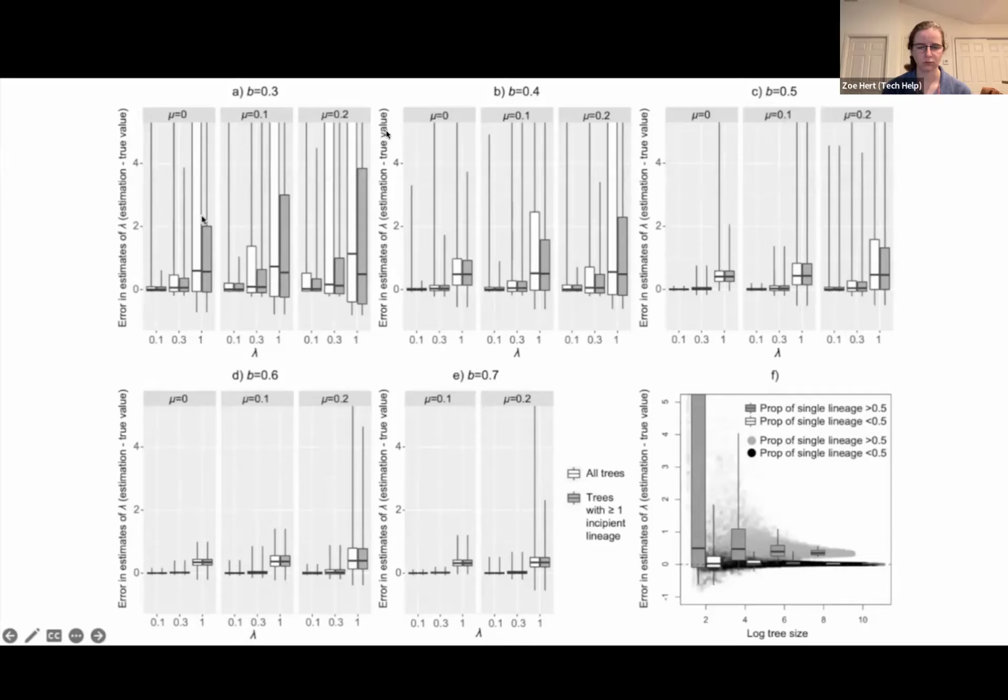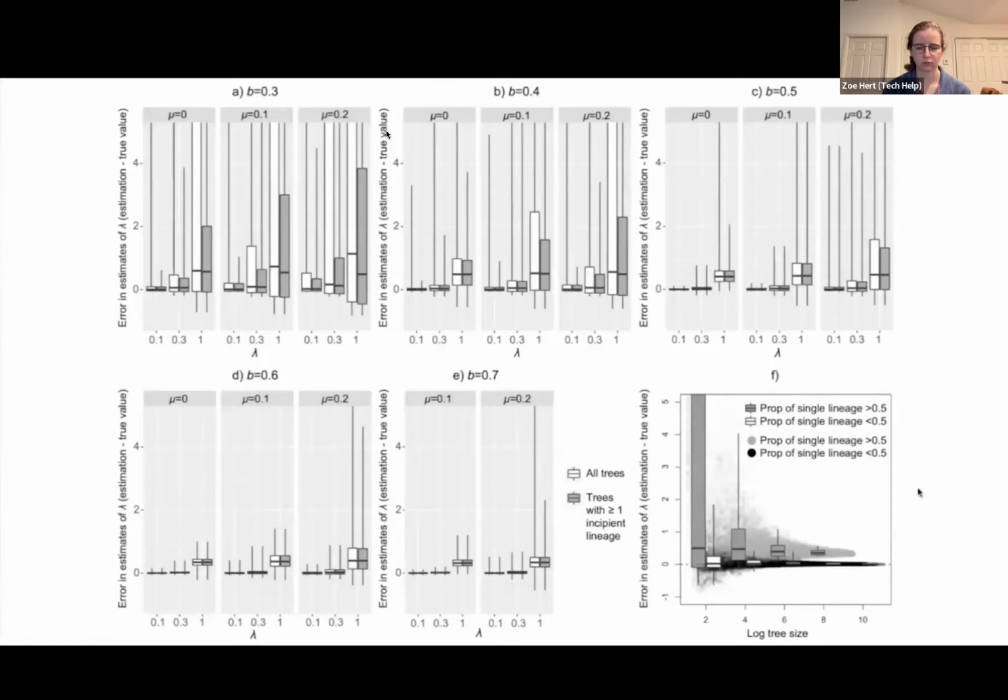The height of the bar shows you the error between the estimated lambda and the true value of lambda used in simulation. The white bar includes all the simulated trees. The gray bar only includes the trees that include at least one incipient lineage of a species. So it's amazing to see how much information just one incipient lineage can give you in terms of the upper bound of the speciation completion rate.